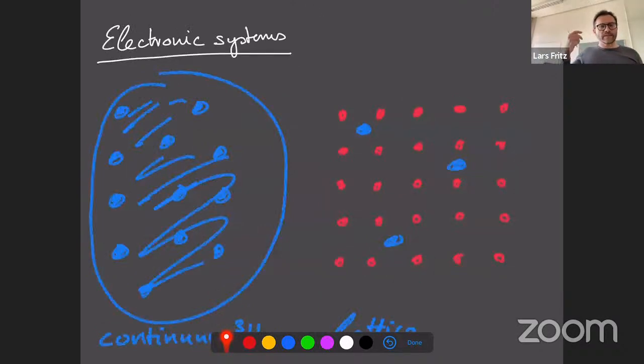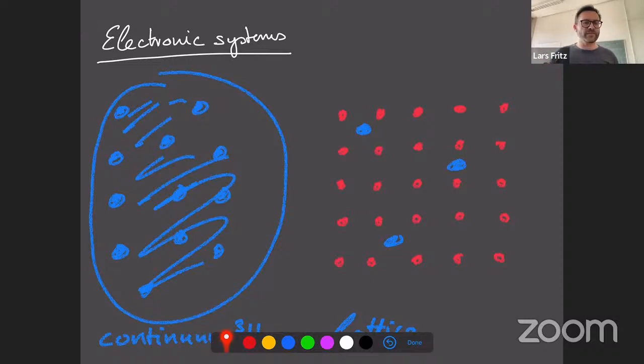Now, let's get to electronic systems. So obviously, when we talk about electronic transport, we speak of flow of currents, and so it's very natural to ask, do these things flow like actual liquids, like water, like honey, like viscous fluids? And it turns out there are two very different situations that we have to distinguish.